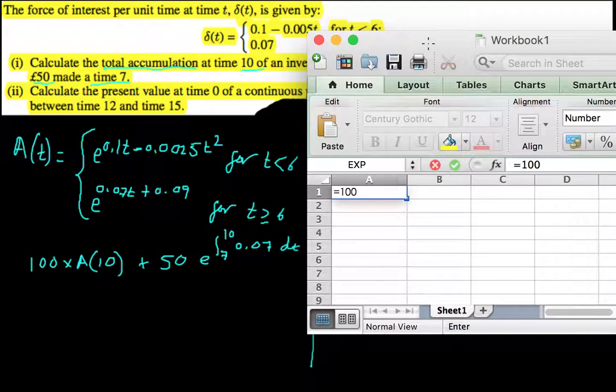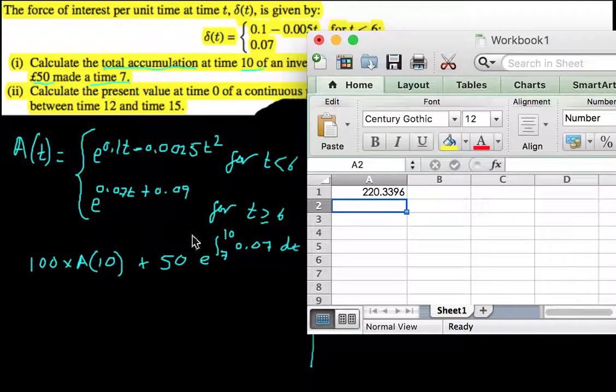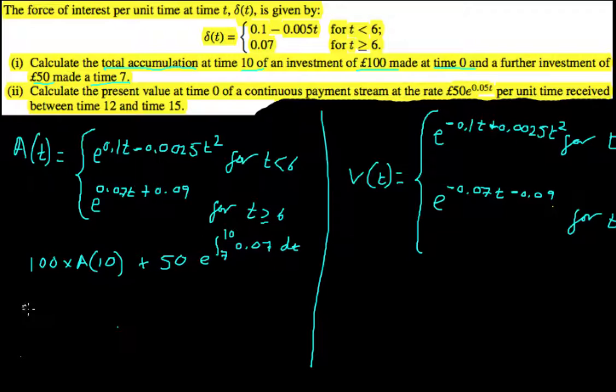We do 100 multiplied by, when we sub in 10 for t, the exponential of 0.07 times 10 plus 0.09, and that gives us 220.3396. I'll just note that down, 220.3396, and that's plus something over here. The integral of 0.07 is 0.07t, and we put that between t equals 10 and t equals 7.